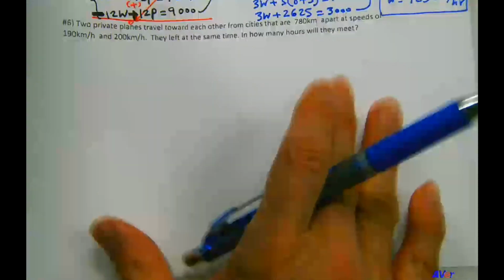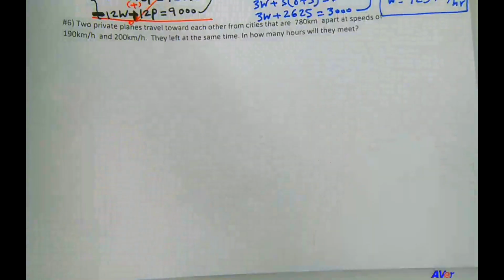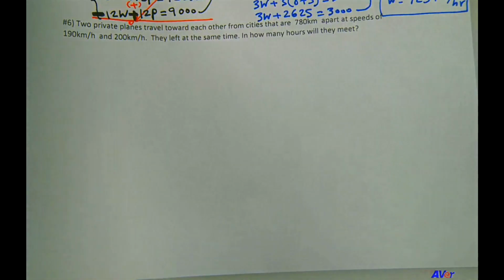So the next one, again, it's about two private planes that travel toward each other from cities that are 780 kilometers apart at speeds of 190 kilometers per hour and 200 kilometers per hour. Okay, and they left at the same time. In how many hours will they meet?